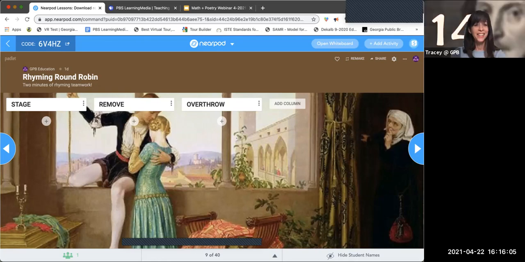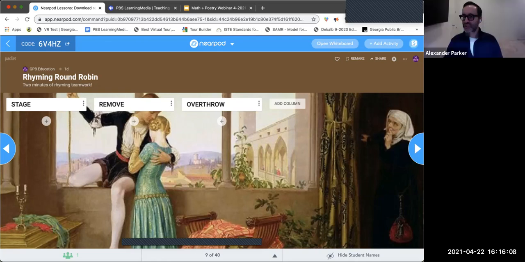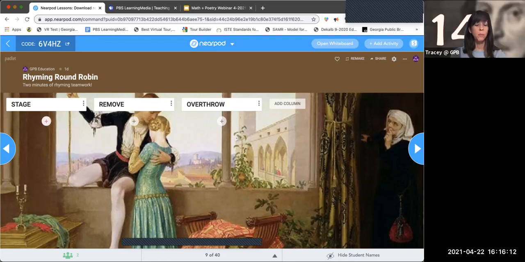All right. Do you see me? I have stage and am I present? Yes, if you can see stage and you can click on that little plus, you are all ready to go. And Mike's right. Got remove and I'm doing overthrow. So okay. I'm going to do 3, 2, 1, and then we will start our 30 seconds. 3, 2, 1, go.